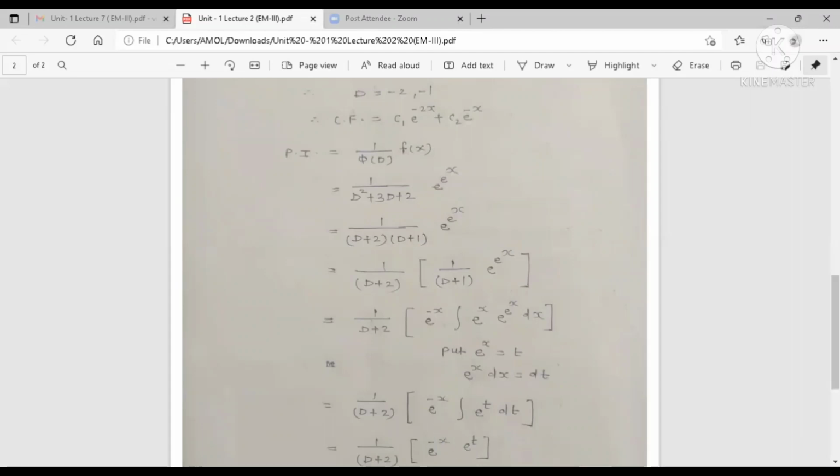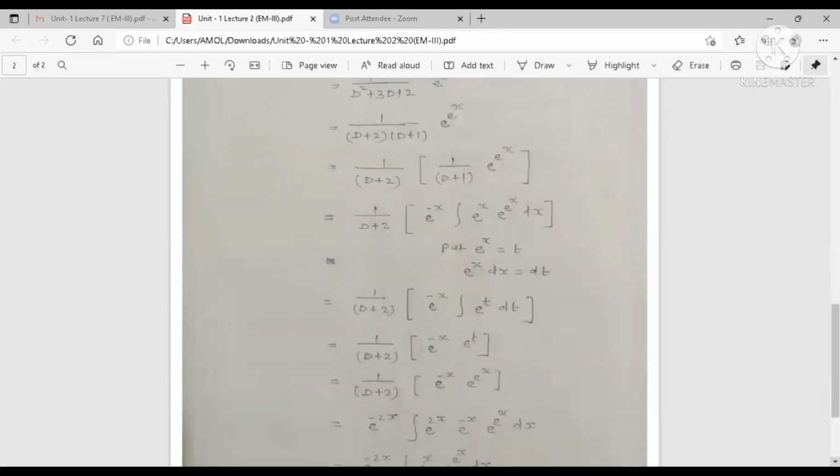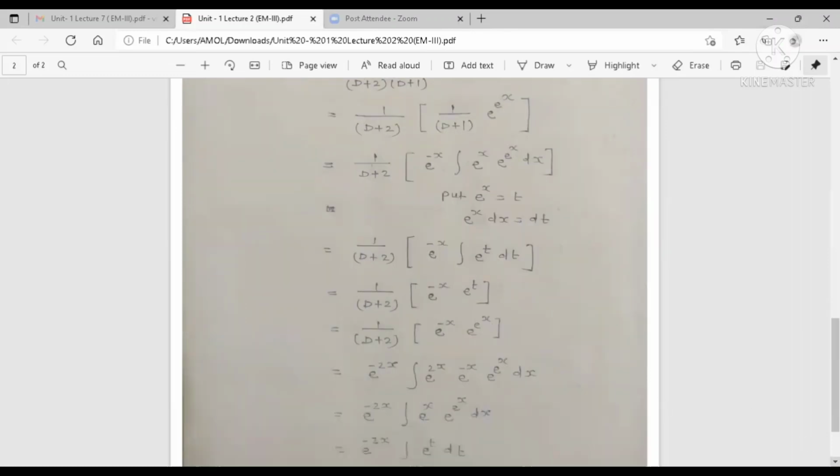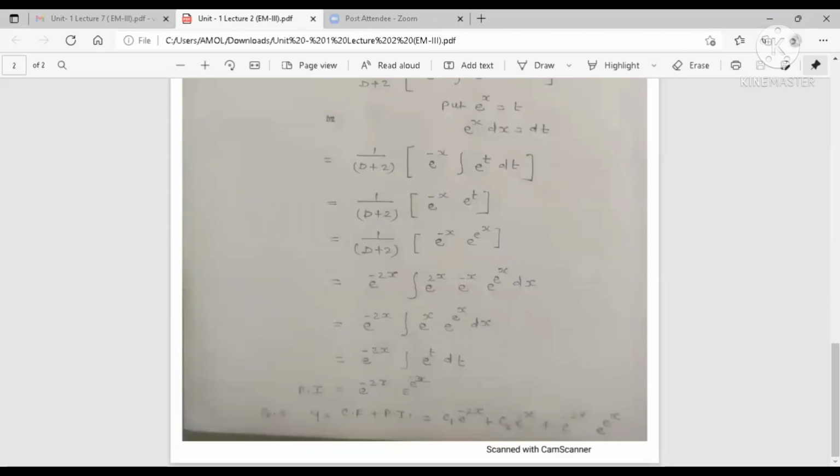Now e raised to minus x as it is. Integration of e raised to t is e raised to t. E raised to minus x as it is. Now replace this t by e raised to x. So it is e raised to minus x into e raised to x. Now solve for 1 upon D plus 2. Now the new function is here e raised to minus x into e raised to x. This is your new function now after solving for D plus 1.